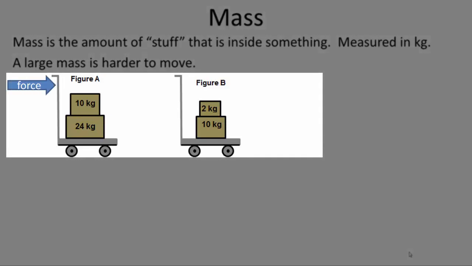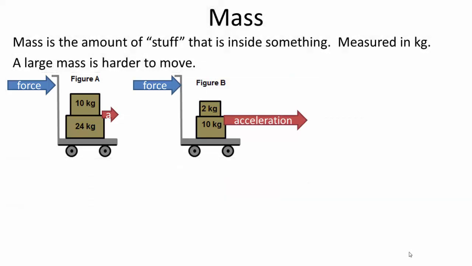If you apply a force to the first one, it's a really large mass, so it's not easy to get it to move. So we get a small acceleration. On the right-hand side, however, you apply the same force, it's going to be much easier to make it accelerate. And that's how we know how much stuff is in something, how much mass something is: how easy it is to get it to move.